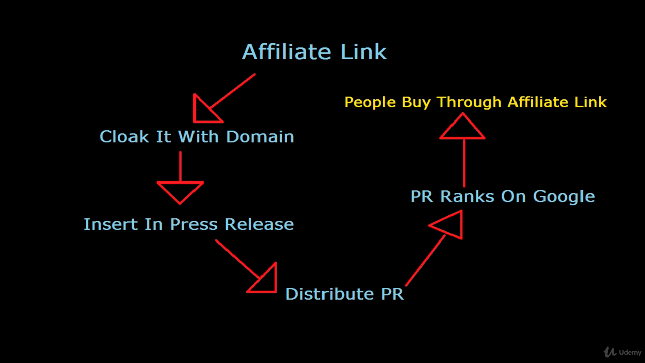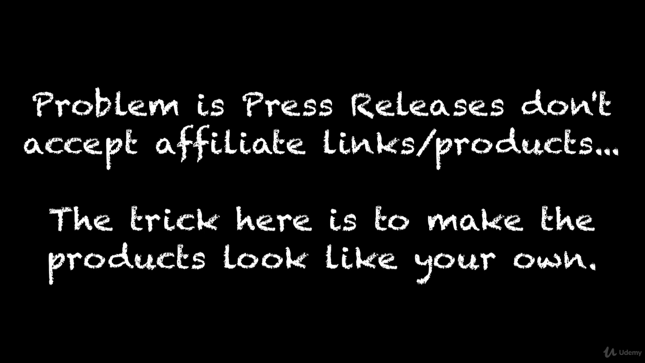Now, the hero of this system here is actually the link cloaking software. The reason being, press releases rank very high on Google.com. Everyone knows that. But you cannot insert affiliate links inside press releases because press releases simply do not allow product promotion. If you cloak those affiliate links with a cloaking software, they're going to look like the products actually belong to you because the domain name belongs to you, the domain name that you're going to be using for the cloaking purposes. Doing it that way, you would be able to insert your affiliate links inside your press releases.